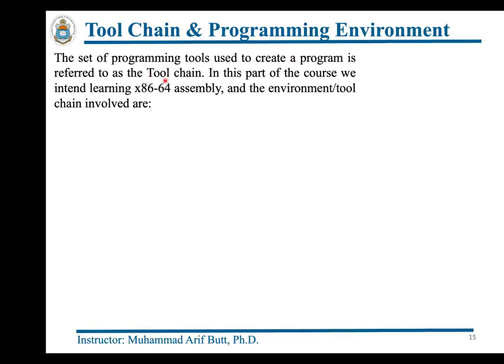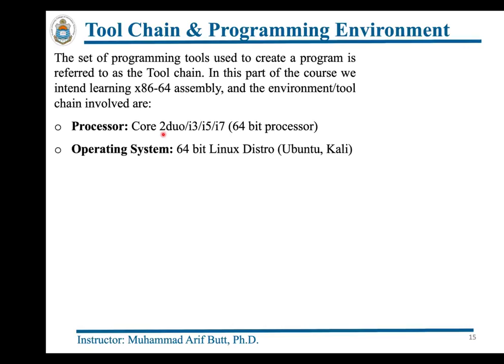And in this part of the course, we intend learning x86-64 assembly, and the environment or toolchain involved in the process are, first of all, the processor. And I assume that we all have a machine with an x86-64 CPU, at least a Core 2 Duo or a Core i3, i5 or i7 will serve the purpose. Then as far as the operating system is concerned, you can use any 64-bit Linux distribution. I will be using Kali Linux.